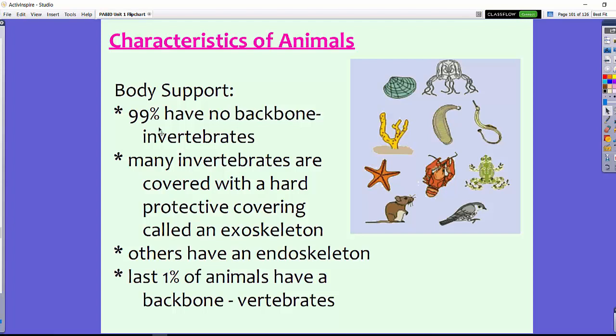But do know that 99% of kingdom Animalia do not have backbones. They're invertebrates. And many invertebrates have a hard protective covering on top called an exoskeleton. So if you look at lobsters or crabs or insects, they have an exoskeleton. So that protects them instead of an internal skeleton like we have, which is called an endoskeleton. So with that last 1% of animals, those are the ones that have backbones. Those are the vertebrates, and those fall into one of the categories that we'll see soon, Vertebrata.